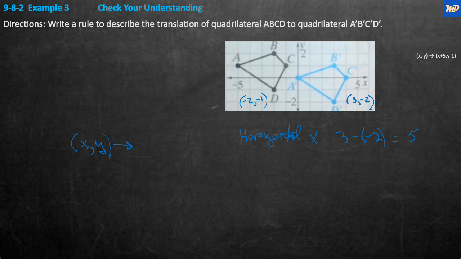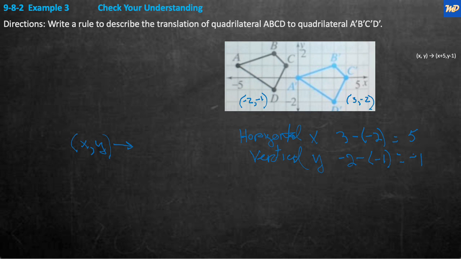Okay? And how about the vertical? Vertical. That's the y. And what is that? Y ends up at negative 2. Y is equal to negative 2. And it started at negative 1. Okay? Negative 2 minus a negative 1. And that equals what? Minus 2 plus 1 is negative 1.